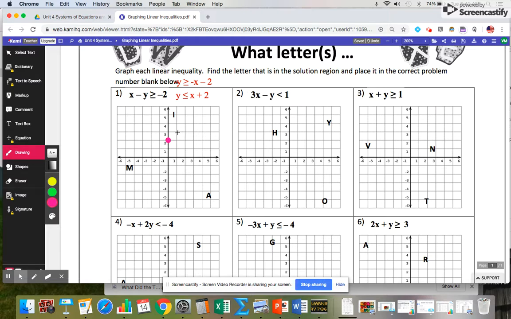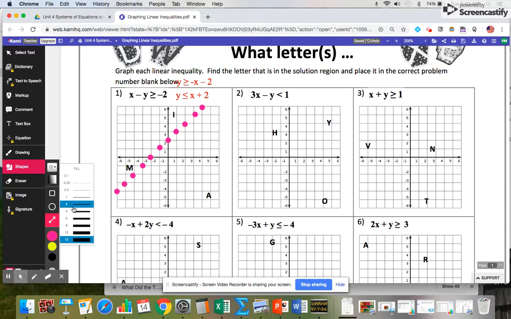My slope is positive 1, so I want to just draw my dots. My line is going to go through 2. The slope is 1. All right, now the line will be a solid line because of the less than or equal to symbol. So when I do my shape and I choose a line, remember these dots had a stroke thickness of 6, so let's go less than that. Let's go 4. And I'm going to just go straight through these dots. So there is my boundary line.